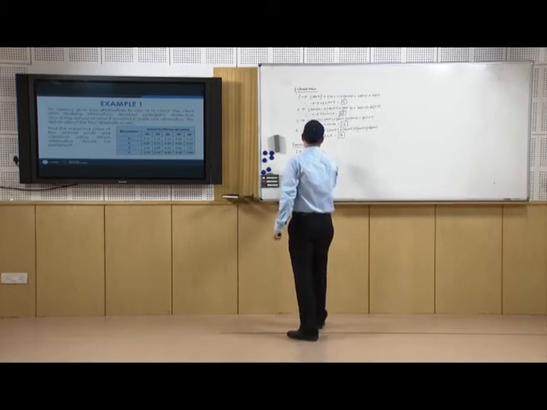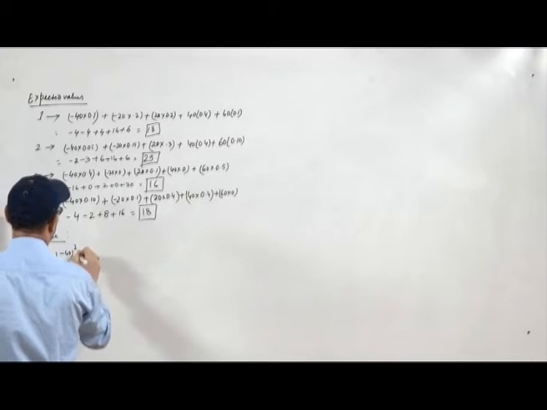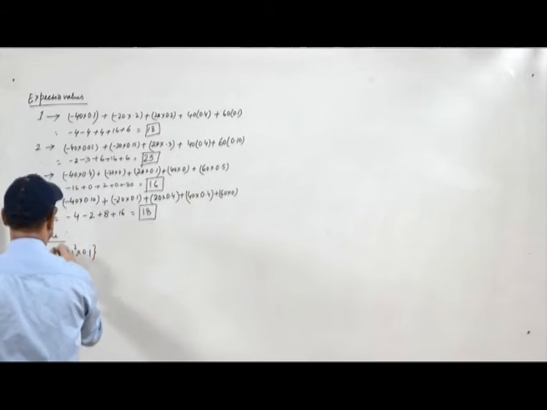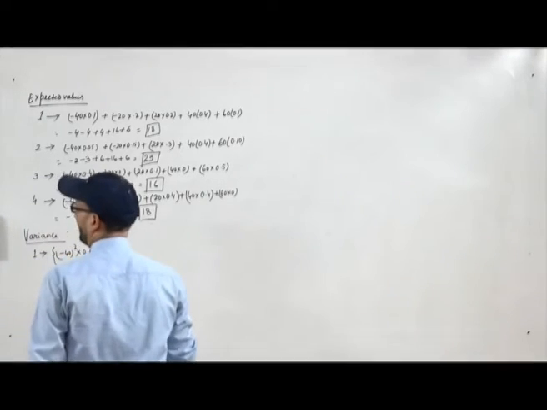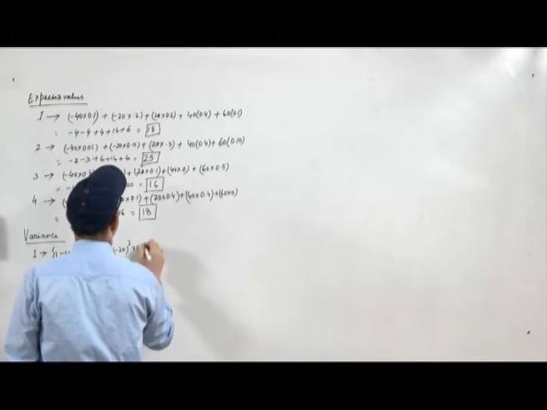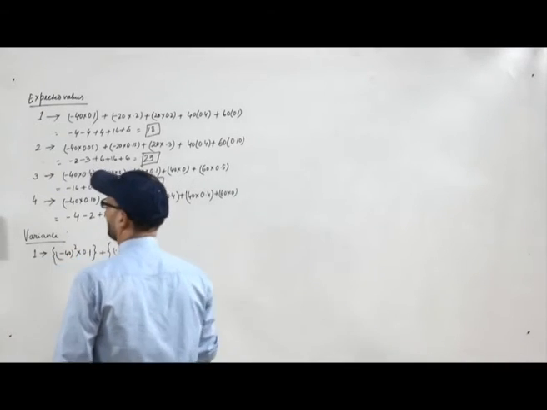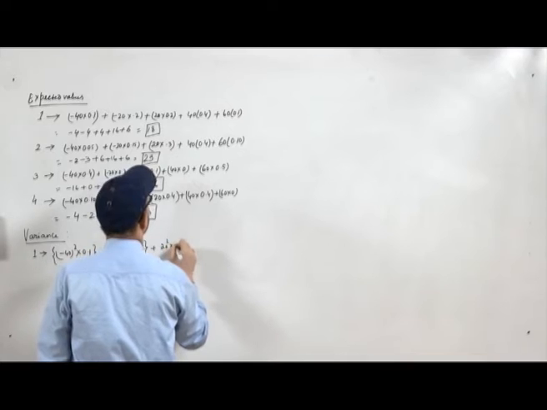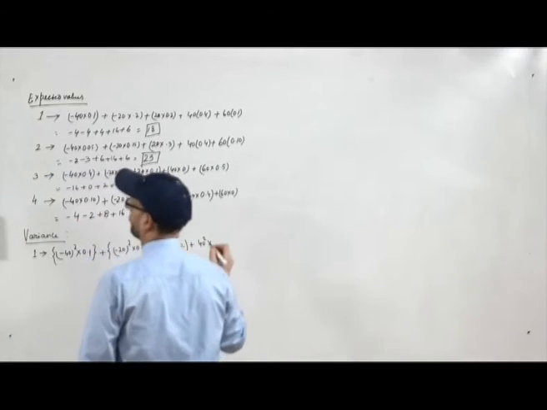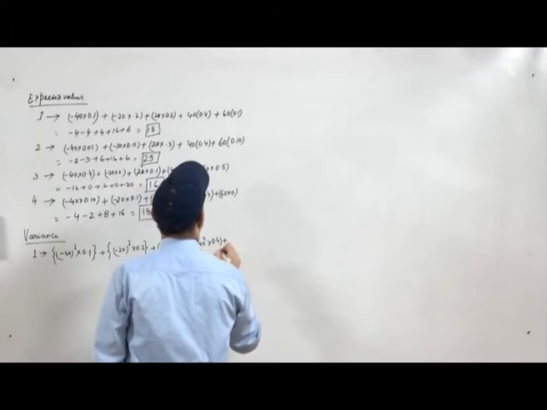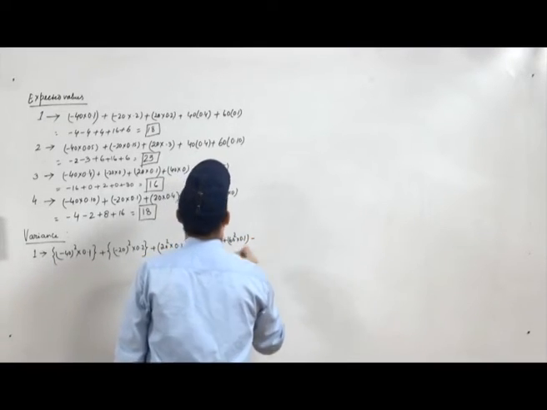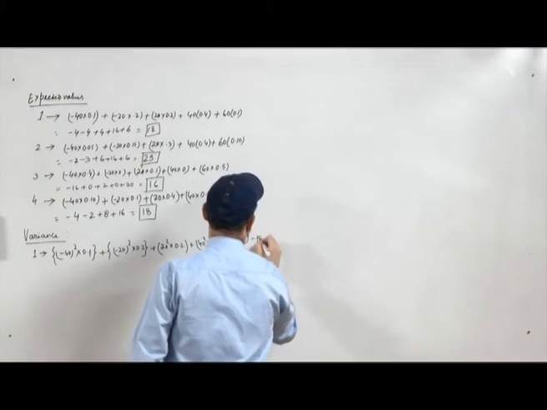So, it will be minus 40 square multiplied by 0.1 plus minus 20 square multiplied by 0.2 plus 20 square multiplied by 0.2 plus 40 square multiplied by 0.4 plus 60 square multiplied by 0.1 minus the expected value square, that is 18 square.